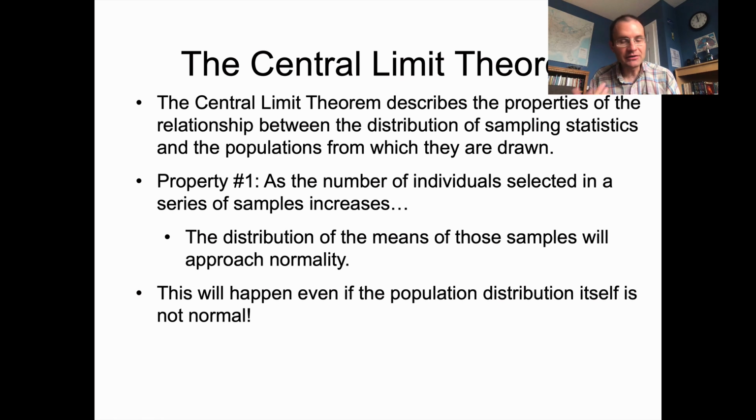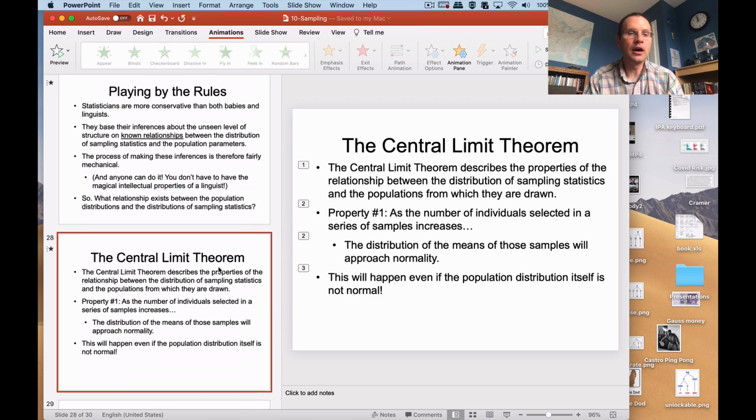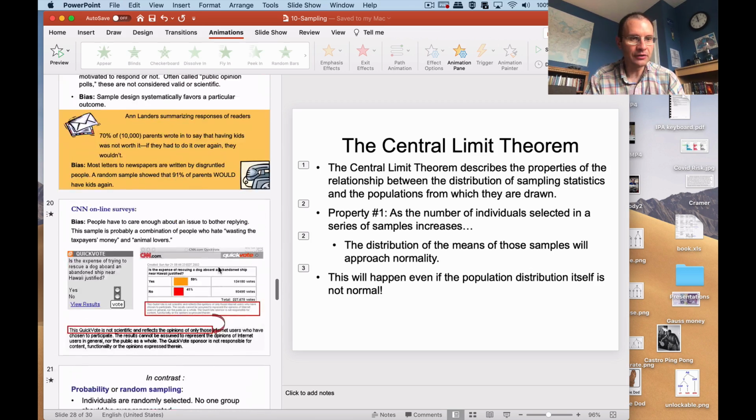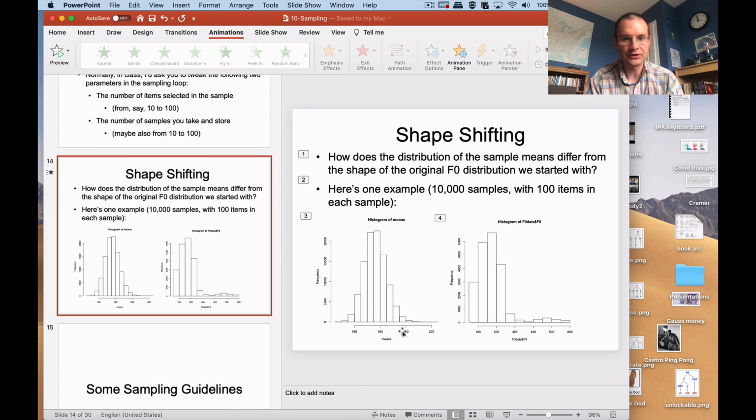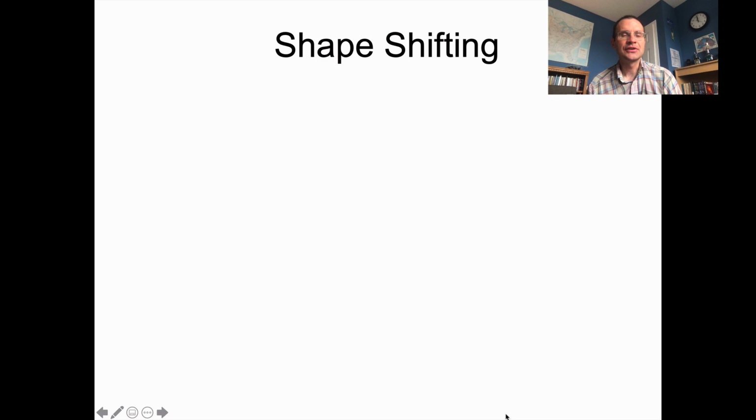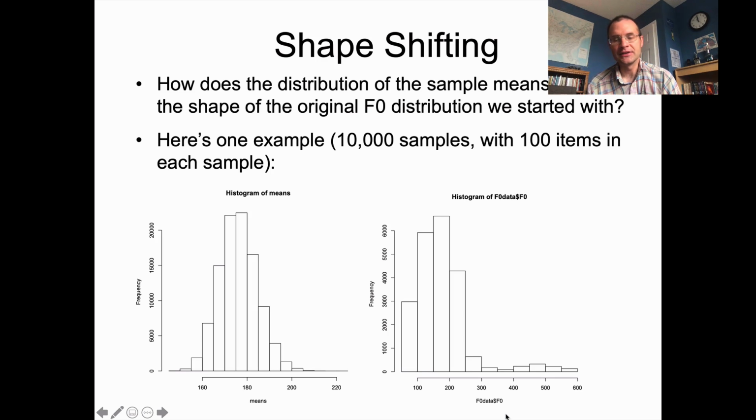And this will happen even if the population distribution itself is not normal. And this is the point of what the original little demo was of sampling. If I go back in the slides to this shape-shifting example with F0, the original F0 distribution is not normal. It's skewed over to the right, and it has a little bit of normality on the left, but overall the whole thing is not what you would call normal.